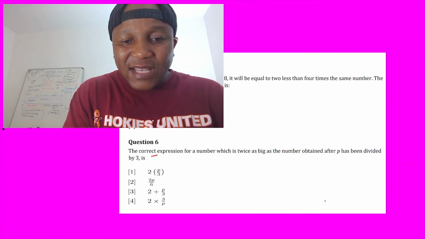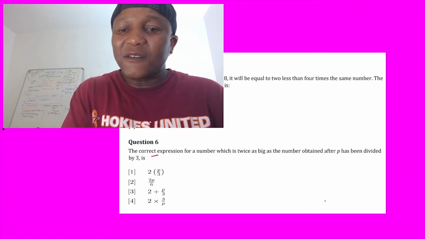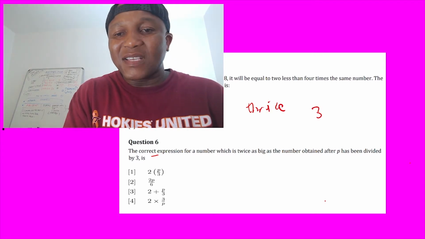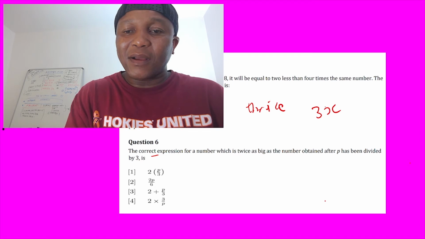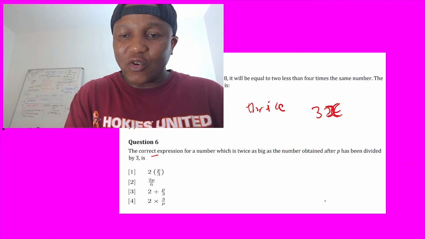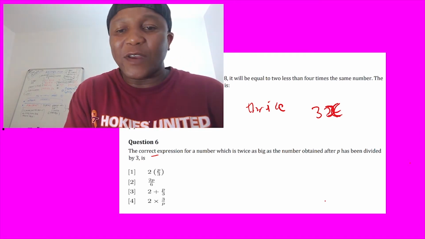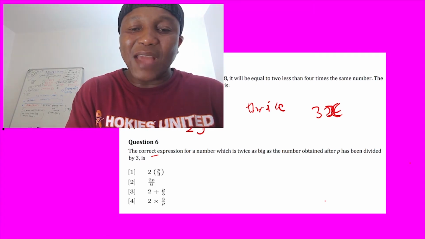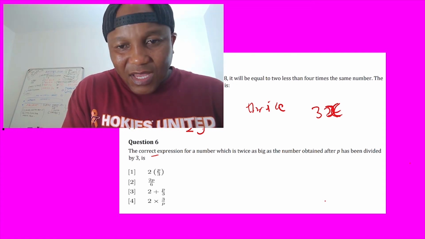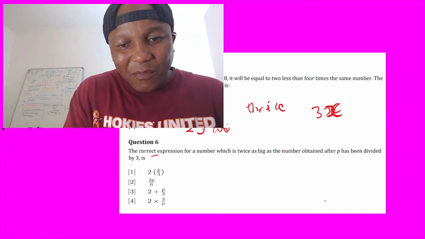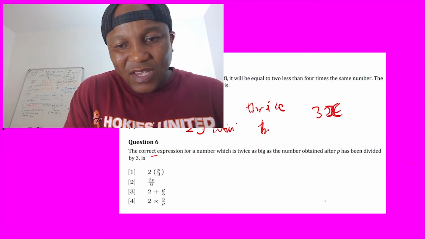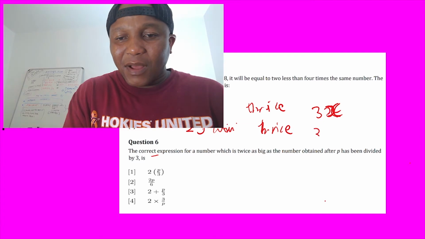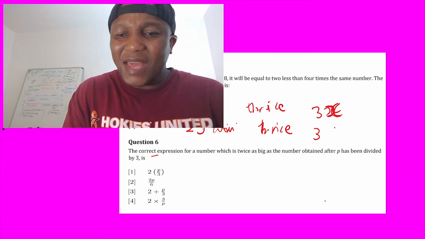The correct expression, my beautiful family: if somebody says thrice of a number, it means 3 times a number. You don't know that number, so 3x. If somebody says twice of a number, it means you say 2 times that number, but we don't know that number. That number can be y, can be x, can be a. You see what I'm saying? So twice means multiply by 2, but when you say thrice, it means multiply by 3. That number can be any, it can be a, it can be x, anything.